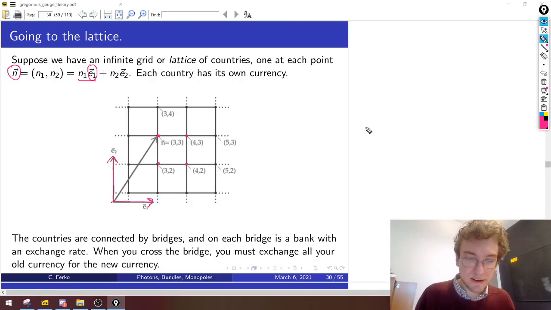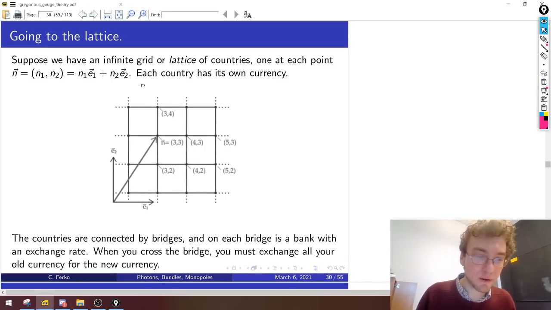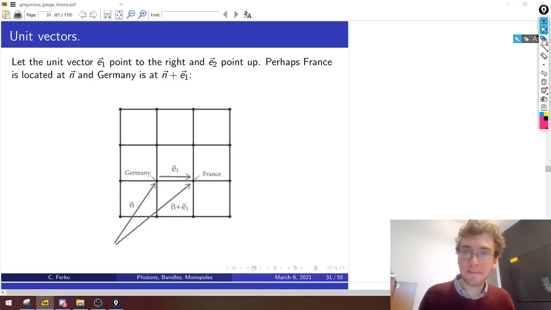And to kind of formalize this exchange rate idea from the previous section, we're going to say all these countries are connected by bridges, so there's like a link, if you like, between each pair of points on the lattice that are adjacent. And on each of those bridges is a bank. So there's a bank sitting here, and when I walk from one country to another, I must exchange all of my old currency for the new currency. So I walk from one point to another, and I must change to the currency of the new country. So that's the kind of mathematical picture for the money bundle, if you like, that we had before. So to be very concrete, maybe we say Germany is sitting here and France is sitting here, so they're separated by some unit vector e1, which is pointing to the right. So this is just, kind of putting infinitely many countries in with the idea we had before.